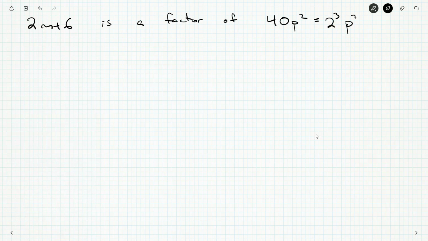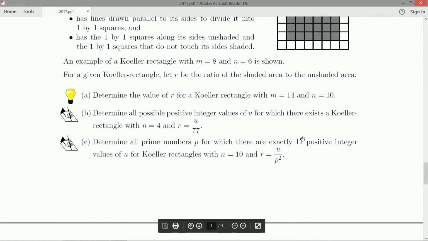Put 2 to the 3 p squared times 5. Now, if p isn't 2 or 5, which I don't think it is, but we'll have to do separate cases for that, there's going to be 3 plus 1, 2 plus 1, and it's 5 to the 1, so times 1 plus 1, or 4 times 3 times 2, which is a total of 24 factors. But we don't want 24 factors, we want 17 factors.